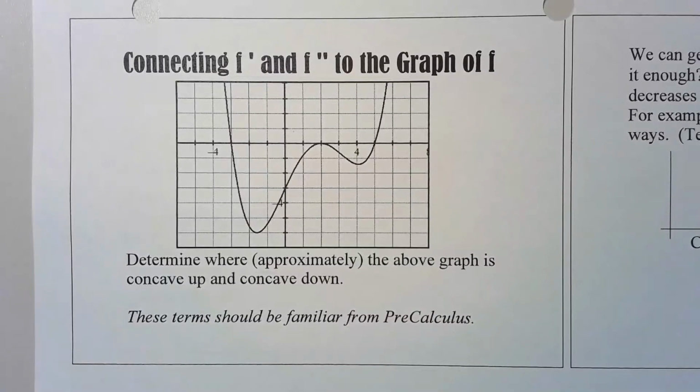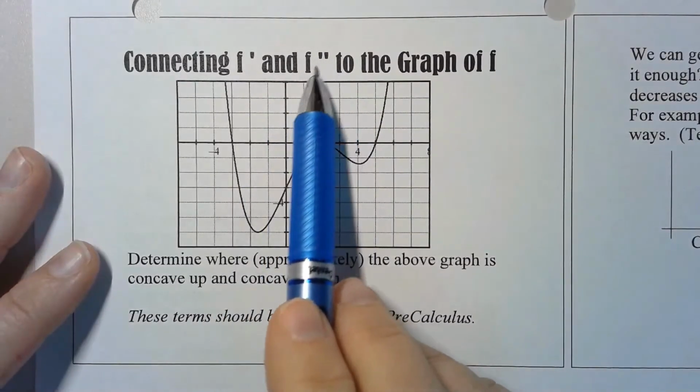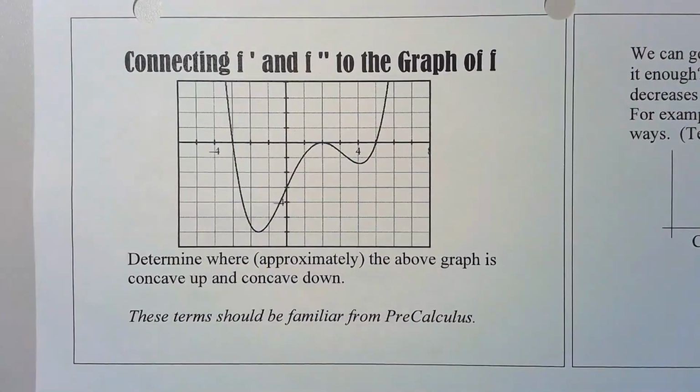In the last few days, we've been spending quite a bit of time talking about the first derivative, right? What do we get from the first derivative? We get those critical points. Those critical points give us intervals of increase and decrease, which then gives us maxes and mins. Today, we're going to talk about what, if anything, we can get from the second derivative, or f double prime.